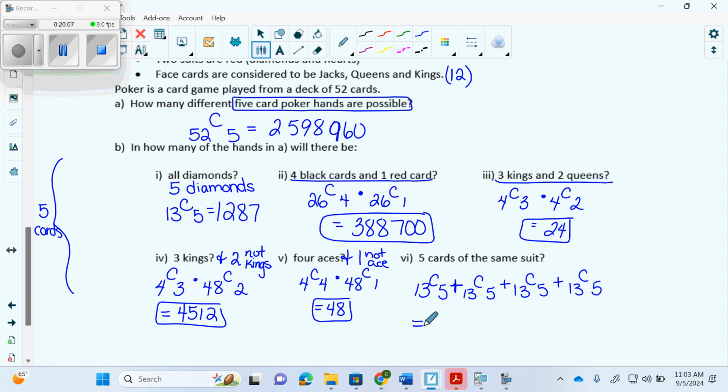What could I do instead? 13C5 times 4, which is how much? 5,148? Okay. Then we're going to flip over.